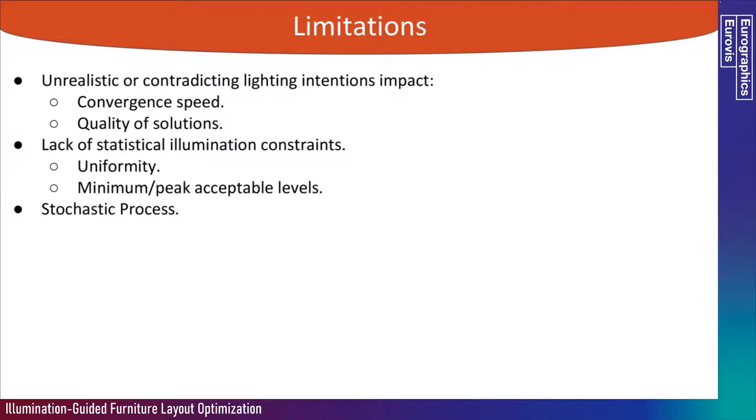One expected limitation of the method is that, whereas scenarios with attainable illumination goals converge quite fast, unrealistic or contradicting lighting intentions may have a significant impact on both the convergence speed and the quality of the solutions. Another missing feature of the current version is that we do not address any statistical illumination constraints over the planar and volume samplers, such as uniformity or minimum peak acceptable levels. Finally, stochastic processes are in general very dependent on initial seed and the constraint space.